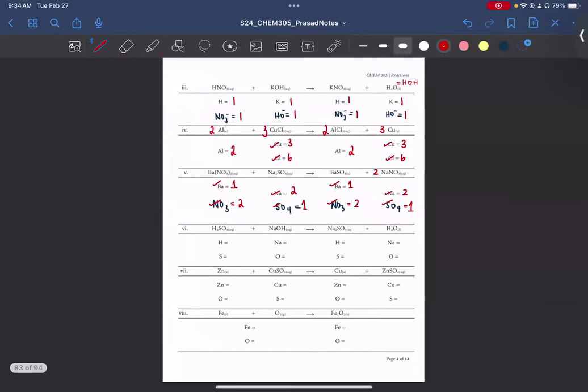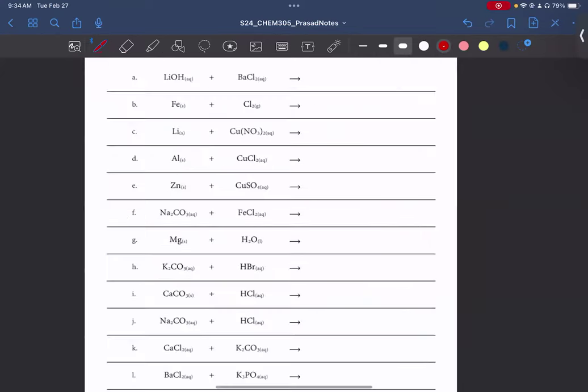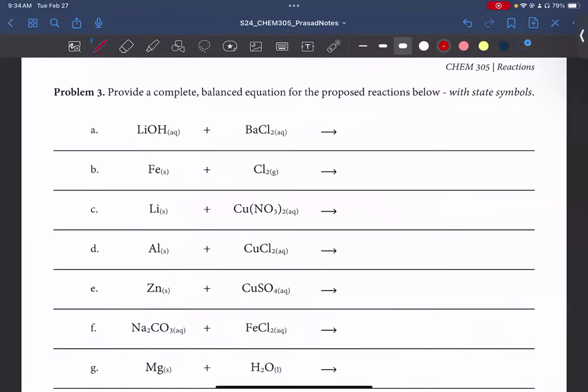You guys have a lot more practice with the rest of this problem. Let's now move on to problem three. We're looking at page four. This is what your next exam is going to look like. Almost exactly. Pretty much the exact same instructions, the exact same setup with the tables, almost exactly the same thing.